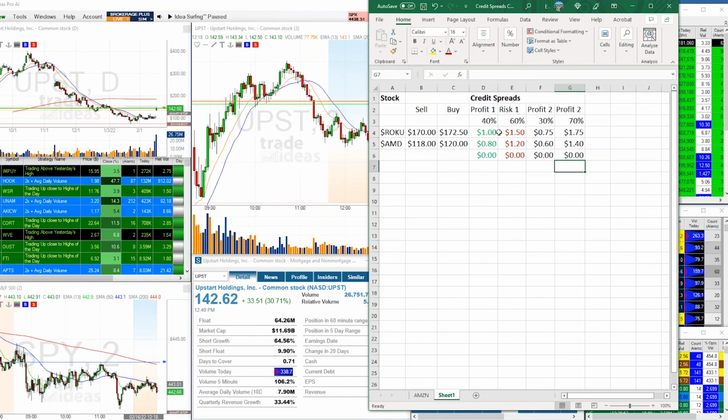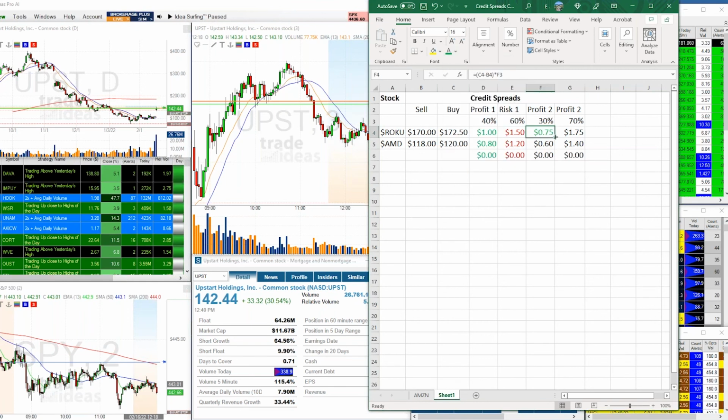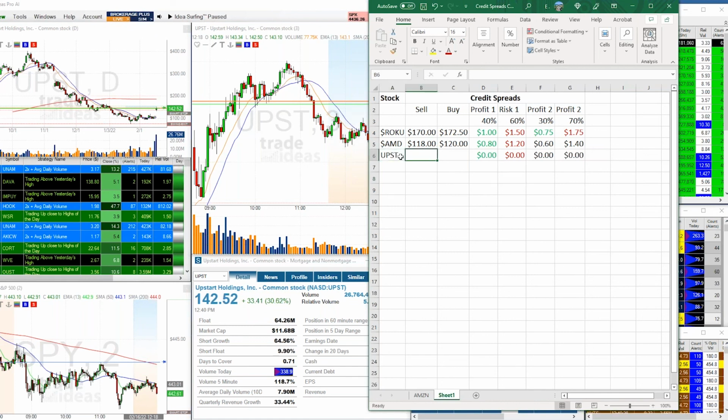Okay, I have a scenario right here. So if you want to be profitable at 40% or 30%, it will tell you what premium you would collect here, the premium that you can collect, and the risk that you will take on it. Okay, so that is something that I put together. You can always do it yourself. Let's say we have UPST today, for example. So let's say, what was UPST earlier?